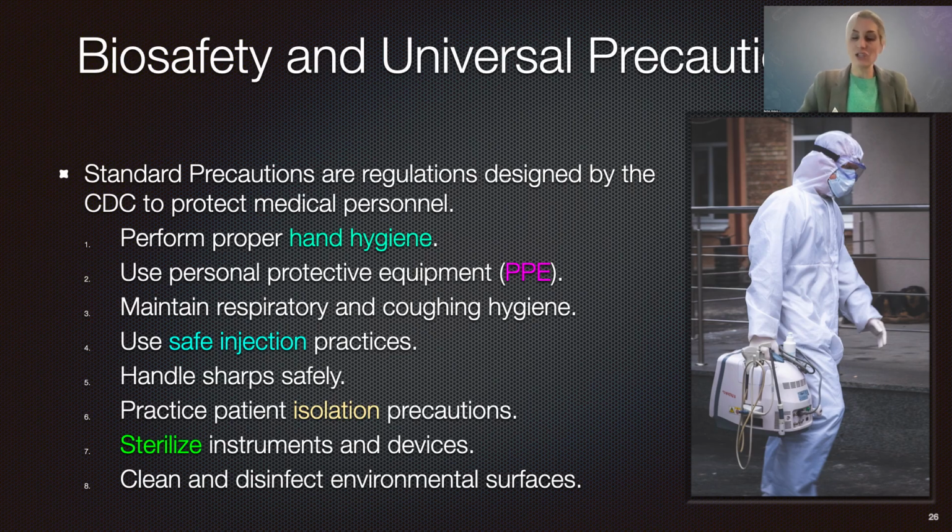We also have patient isolation precautions. So we have places that we isolate patients depending on the transmission cycle of disease. Then we have sterilizing instruments and devices, which we know is extremely important in a medical environment, especially in a surgical environment, to not pass disease from one person to another. And also cleaning and disinfecting the environment around us to not spread disease.